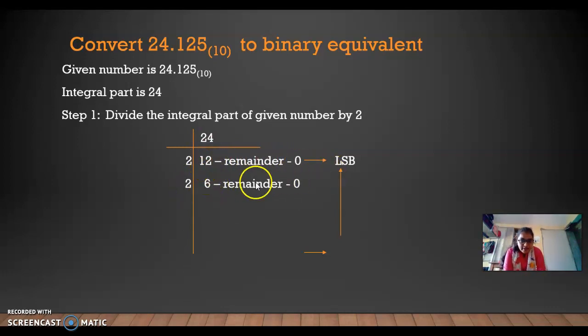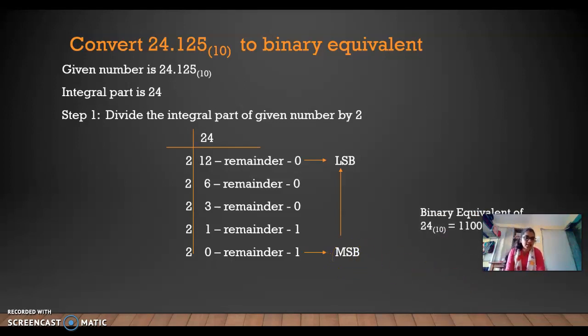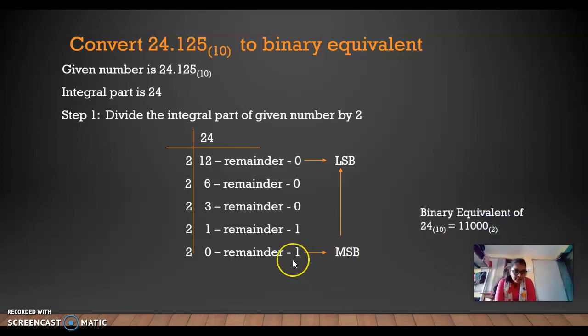2 sixes are 12. Remainder is 0. 2 threes are 6. Remainder is 0. 2 ones are 2. Remainder is 1. 2 zeros are 0. Remainder is 1. Make the last remainder the MSB and write the binary equivalent. How will you write it? Start writing it from MSB to LSB. What are the digits then? 1, 1, 0, 0, 0. This is the binary equivalent of 24 in base 10.